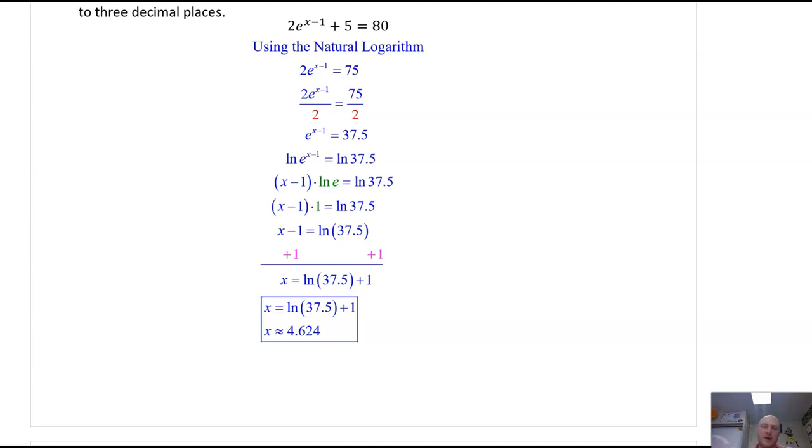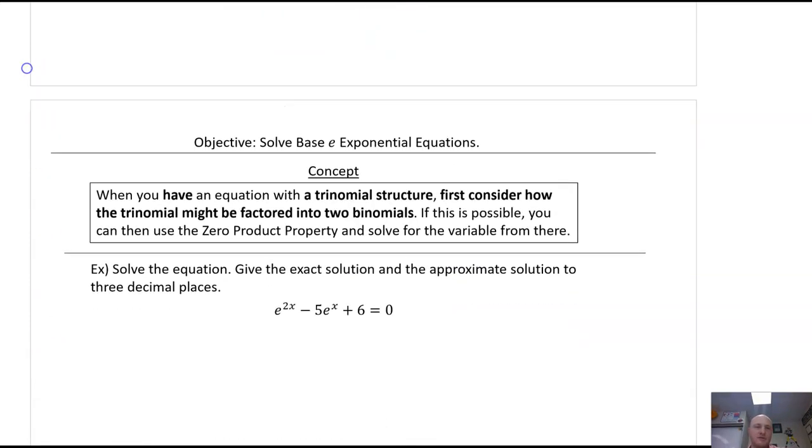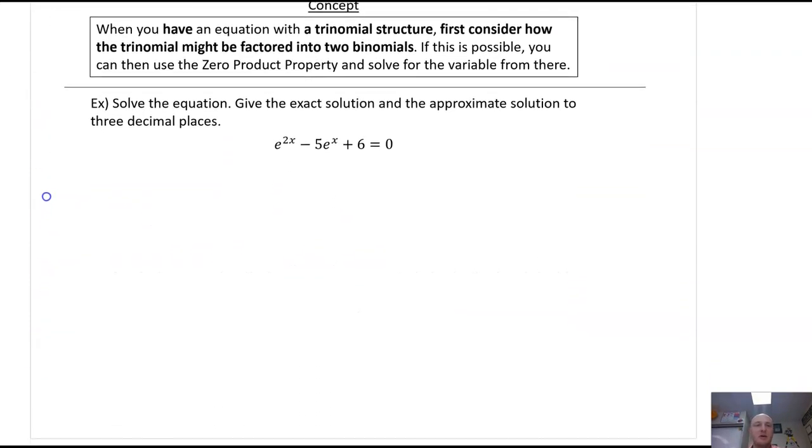Next, we are going to go ahead and get into some more complicated examples, and we're specifically going to look at exponential equations that have a trinomial structure. And it's very, very important that you remember how you would factor just a trinomial into two binomials. And just imagine if it was a regular quadratic, okay? And then from there, we will solve using the zero product property. And I'll give you an example.